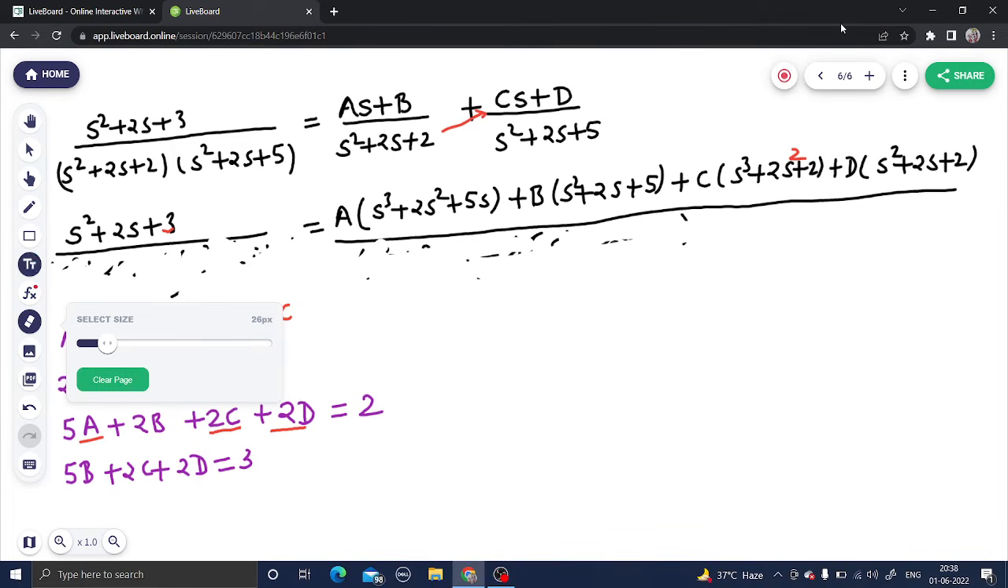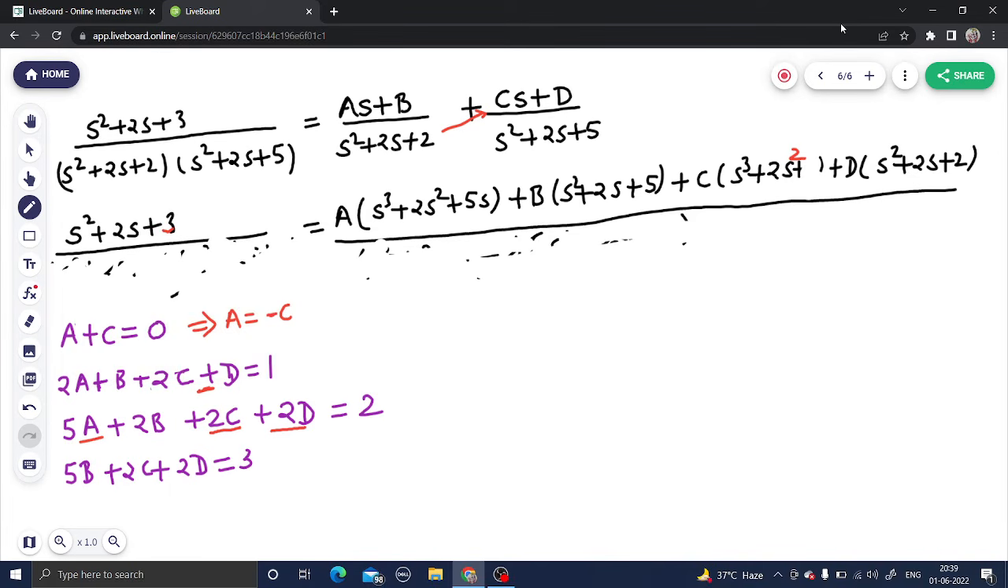So look at the constant term now. The fourth equation was for the constant term. So for the constant term, we are getting 5B from here, and this will be 2s again, this will be 2s. So the constant term will be just 5B plus 2D only.